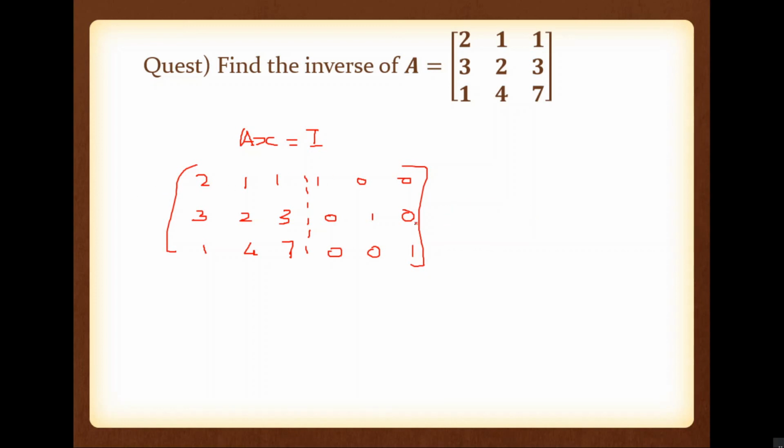After three eliminations, finally the left part of that dotted line will be 1, 0, 0, 0, 1, 0, 0, 0, 1. So the right part you will have something, and that is nothing but the inverse of A. That is x. X equal to this right part, that is nothing but A inverse. Okay, so find it.